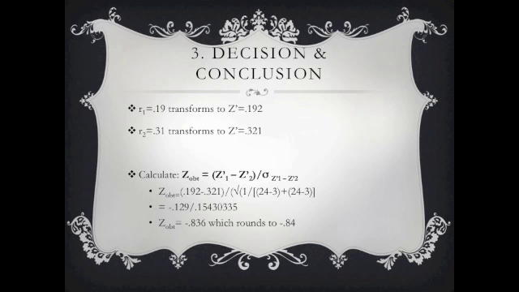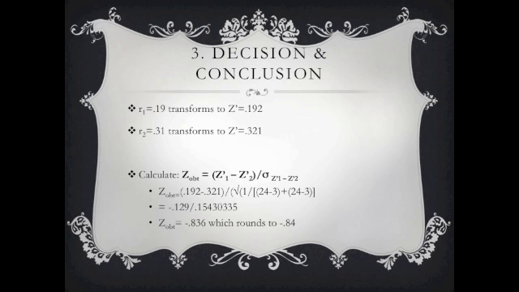The next step is to use our results to perform the actual statistical test. Remember, we are using the equation obtained value of z is equal to z prime 1 minus z prime 2 divided by the standard error of z prime 1 minus z prime 2. To begin the statistical test, we need to transform the r values to z prime values using the table of z prime values. So, R1 is equal to 0.19, which corresponds to a z prime score of 0.192, and R2 is equal to 0.31, which corresponds to a z prime score of 0.321.